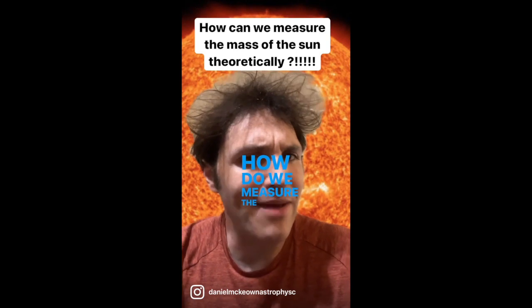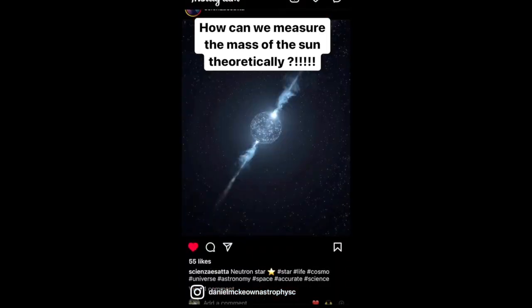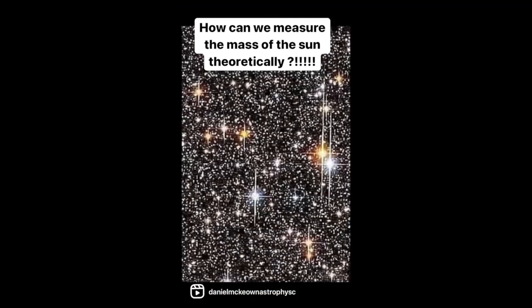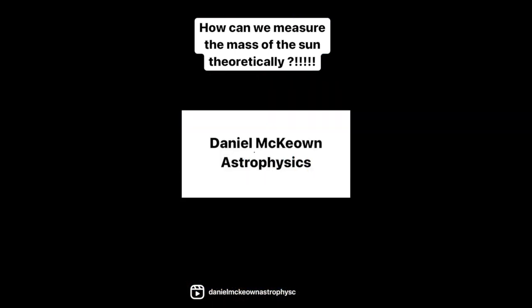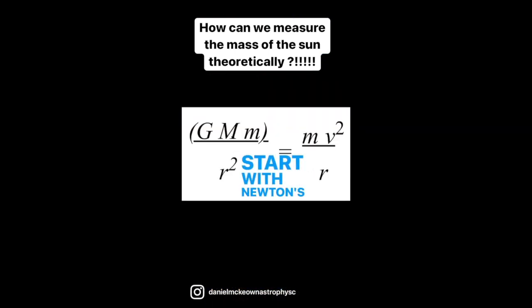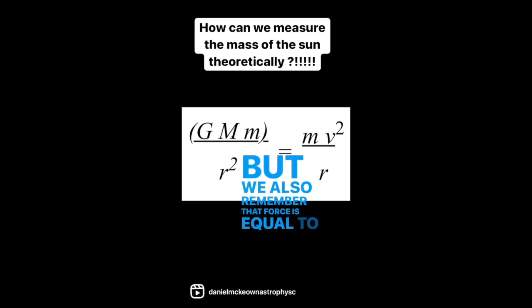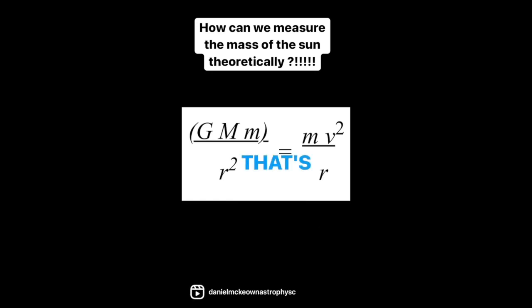How do we measure the mass of the sun? Start with Newton's universal law of gravitation. That's equal to big G, Newton's universal constant, times the mass of the sun, times the mass of the earth, divided by r squared, where r is the distance from the earth to the sun. But we also remember that force is equal to mass times acceleration. That's on the right-hand side.